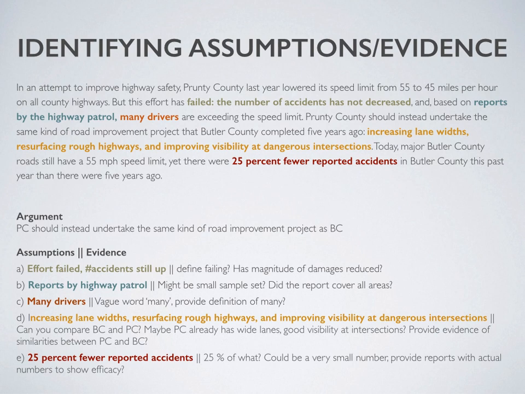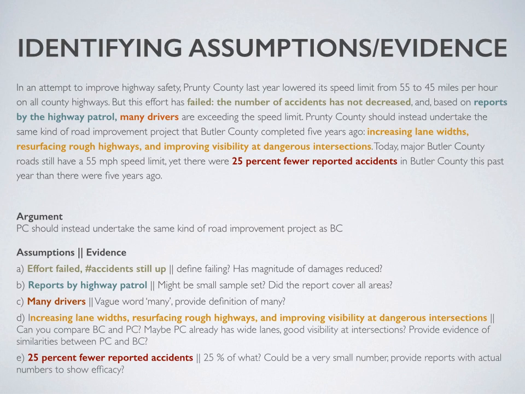The author wants to say that Prunty County should undertake the same kind of road improvement project as Butler County because clearly their current efforts have failed. That's what the author wants to say. Now, the assumptions that he makes to prove his point, we'll go over them step by step, and let's look at what kind of evidence the author can give you to prove his point.